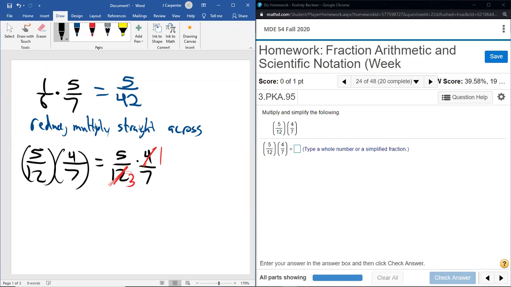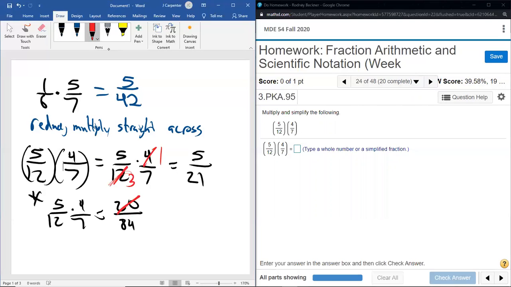So 5 times 1 is 5 over 3 times 7 is 21. Now, if you had done it the other way I mentioned, if you said 5 over 12 times 4 over 7, 5 times 4 is 20, 12 times 7 is 84, and then you could go, oh, well, 4 goes into both of these. 4 goes into 20 5 times, and 4 goes into 84. Guess how many times? You're right, it's 21. So you end up with the same answer.